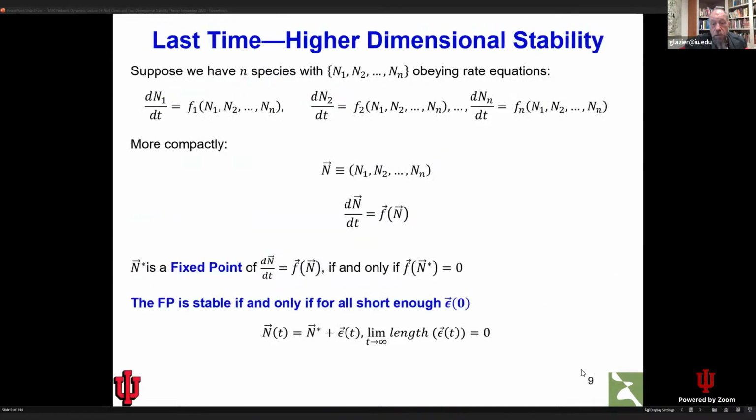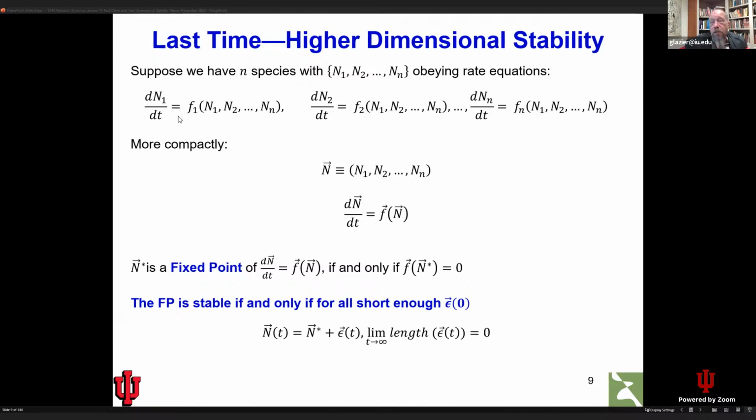And then we began to talk a little bit about higher dimensional stability. We'll come back to that in a little bit. But we simply decided that one way to write things would be to say that there's a vector which consists of all of our chemical concentrations. And there's a function, a vector function, which aggregates all of our individual functions.